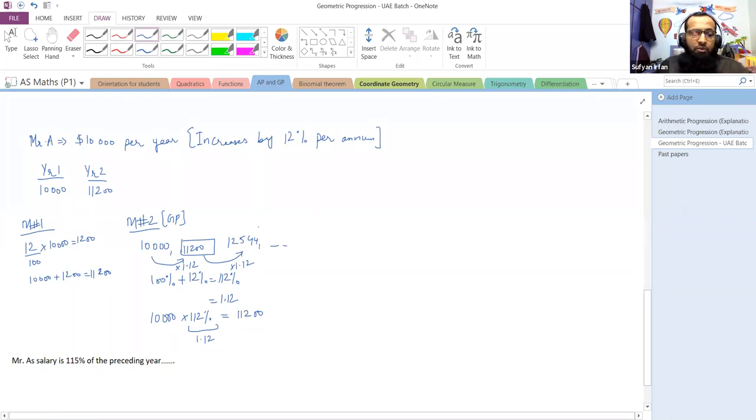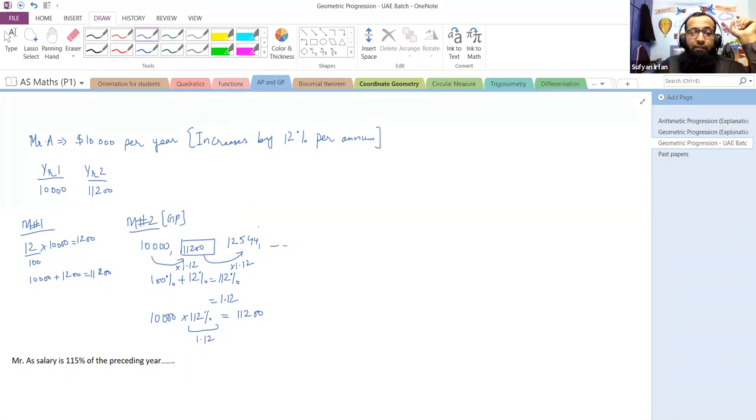The simple thing that we have summarized is whenever there's an increase or decrease percentage given, this means geometric progression will be used, and that increase or decrease amount will be used to find the common ratio. If it's an increase, that percentage will be added to 100% to give us the new percentage, which when divided by 100 will give us the common ratio. And if there's a decrease, then we subtract that decrease percentage from 100% to give us the new percentage, and that percentage when divided by 100 will give us common ratio R, right?